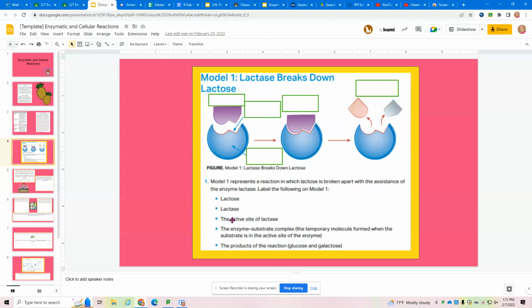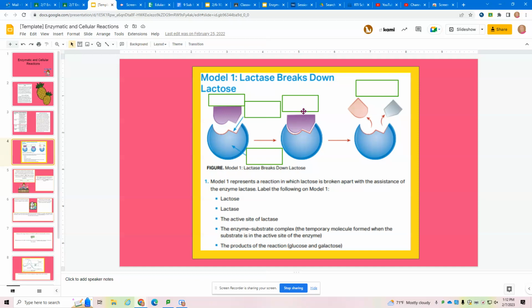Lactase, anytime you see something that says ASE at the end, that's going to be the enzyme. So that's going to be this blue right here. This active site is this area right here. So the active site is the shape of the enzyme where it is going to join with the substrate. They have to be the same shape or it will not connect.